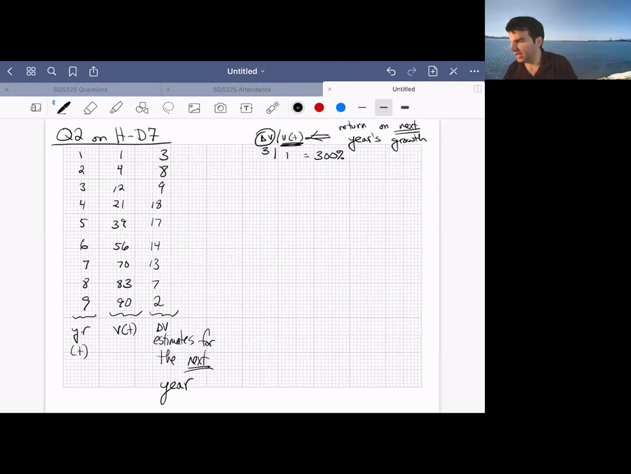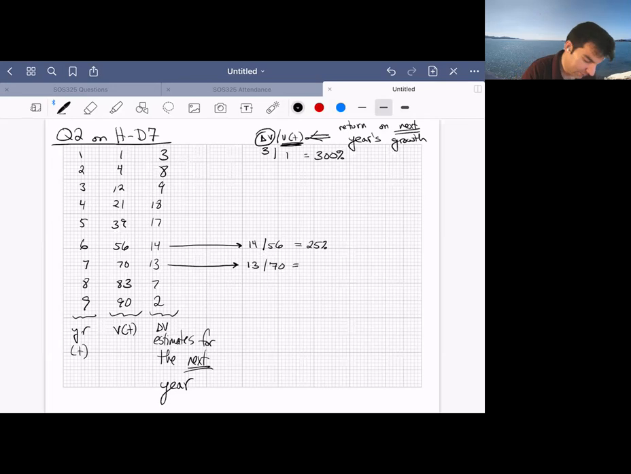Now the question was down here about end of year 6, beginning of year 7. So at the end of year 6, we've got 14 divided by 56, and that is 25%. And then in year 7, we've got 13 divided by 70, and that is 18.6%.